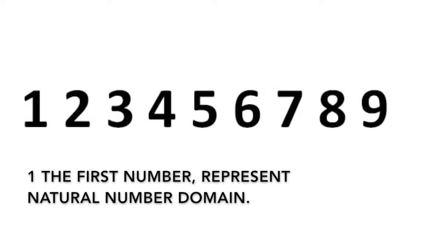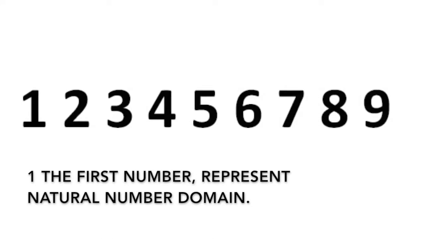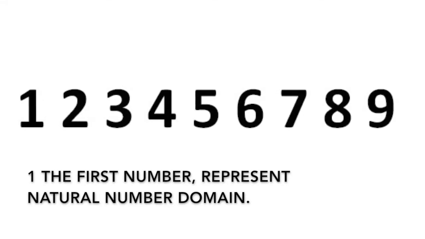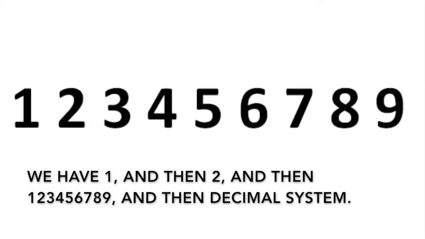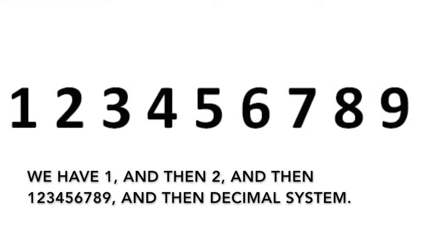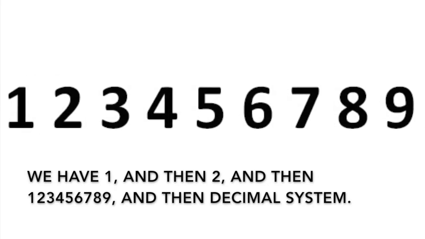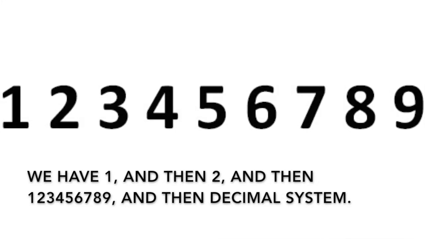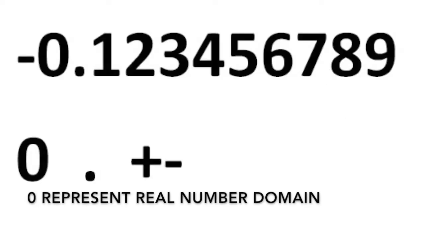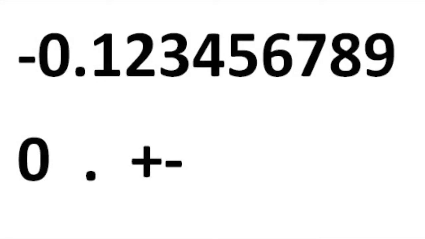1. The first number represents the natural number domain. We have 1, and then 2, 3, 4, 5, 6, 7, 8, 9, and then the decimal system. 0 represents the real number domain.